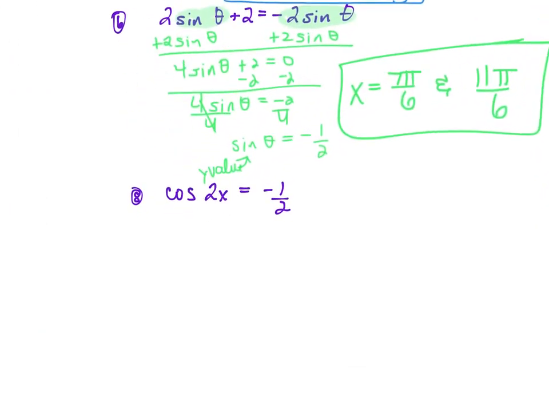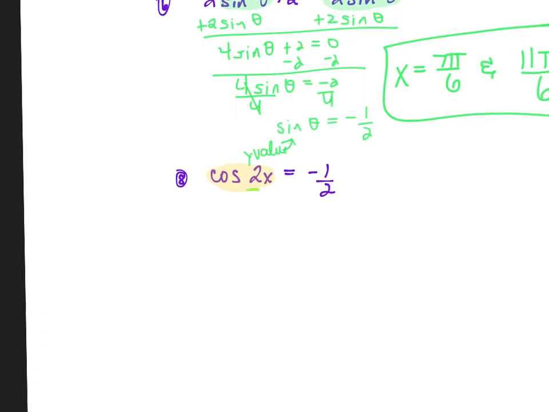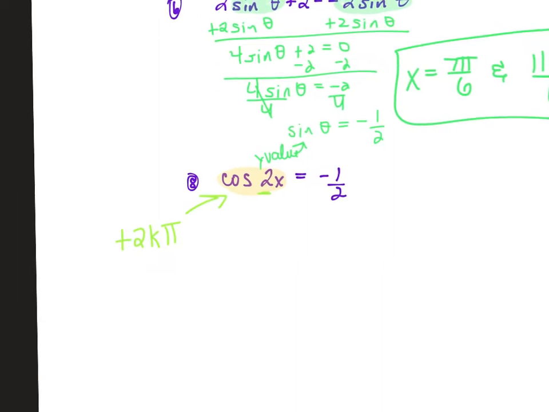All right, now we come to number 8. Number 8 looks a little different. The reason is because we have something called multiple angles here. You know that it's multiple angles because there is a number right here in front of your x. So I have to think, okay, since this is cosine, I'm going to have to add 2k pi to my answer because it's a multiple angle problem. Now we solve it like normal.